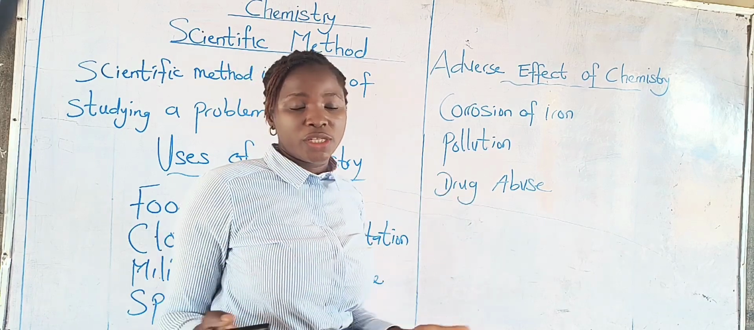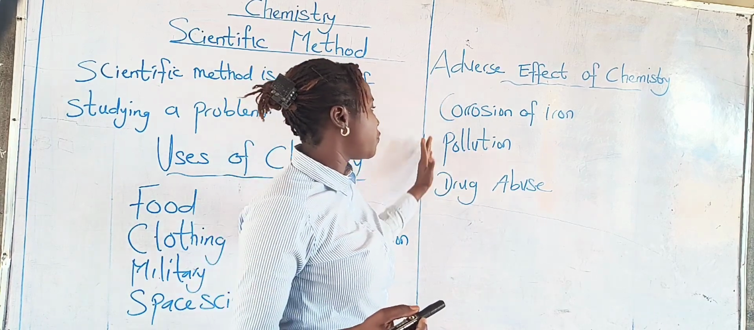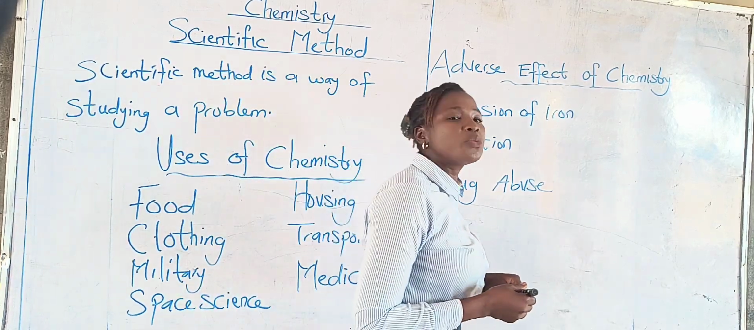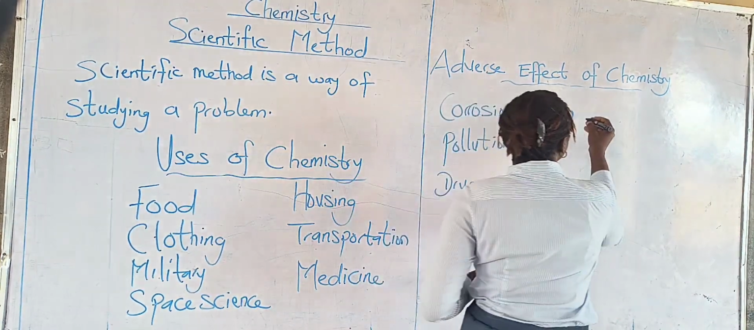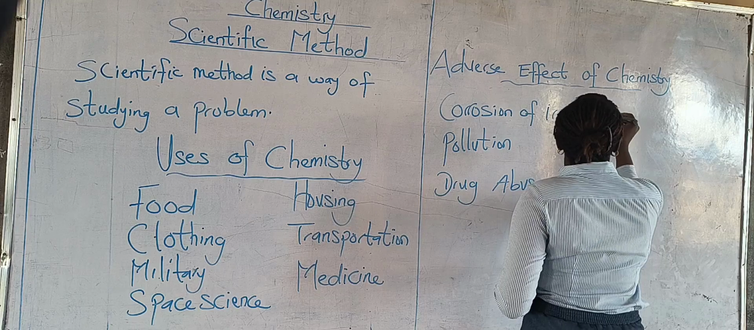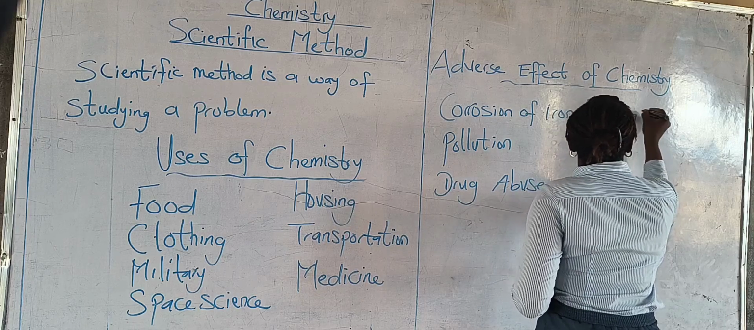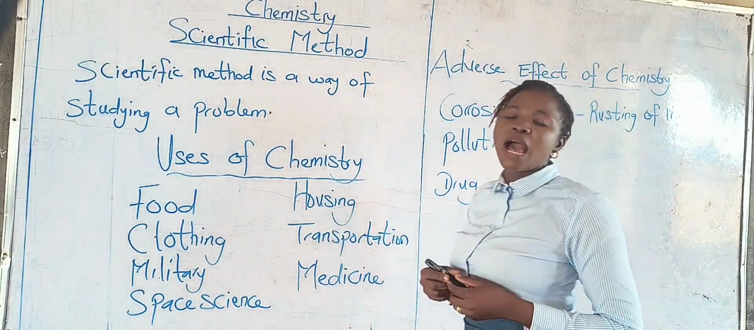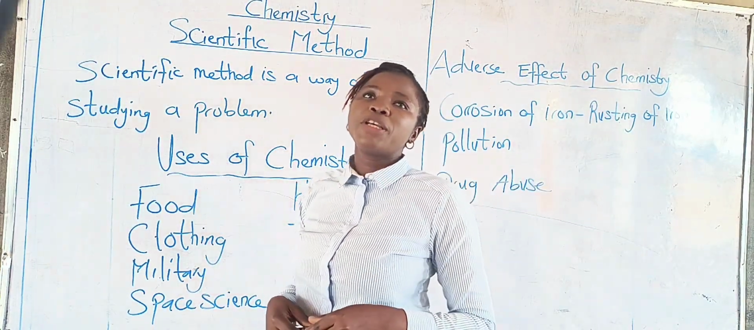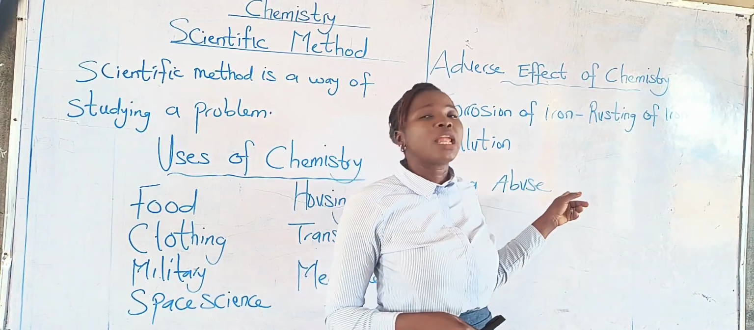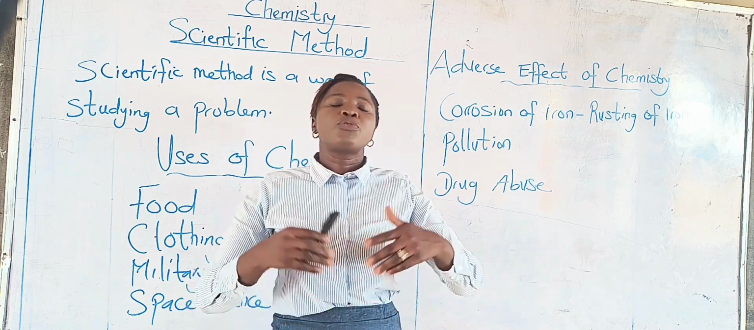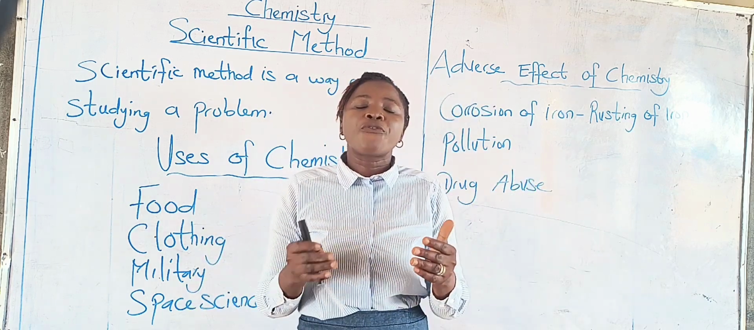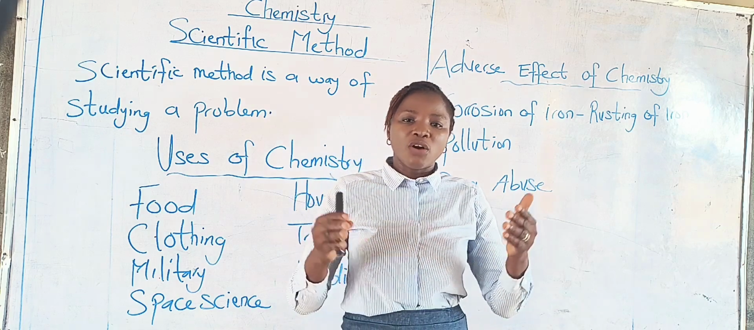I will quickly do justice to these 3 adverse effects of chemistry. The first one is the corrosion of iron. The corrosion of iron can also be called rusting of iron. And there are some things that make our iron get rust. I mentioned rusting of iron as one of the chemistry in our life. That happens due to chemical reaction. So for our iron to get rust, it needs the presence of moisture and oxygen.